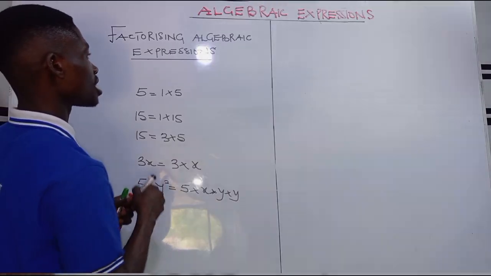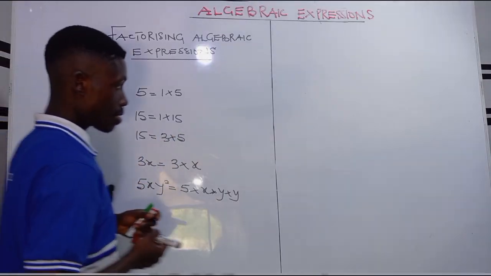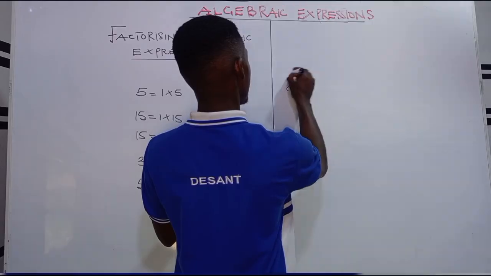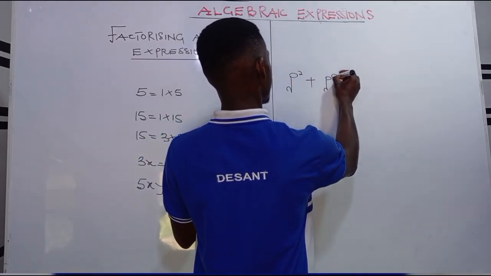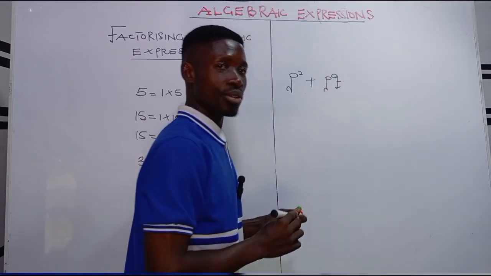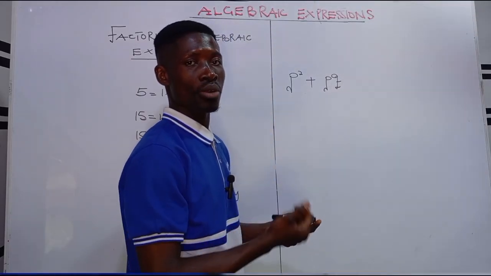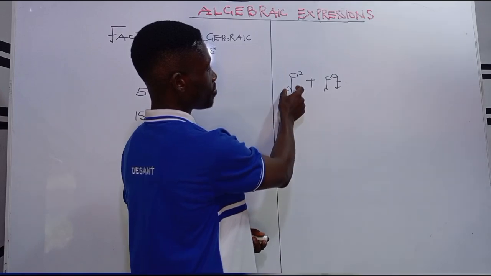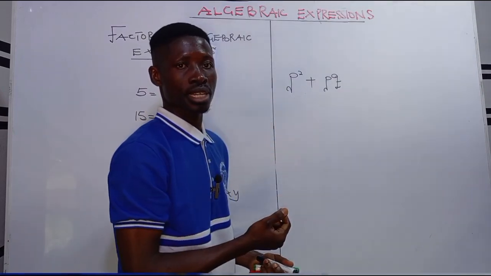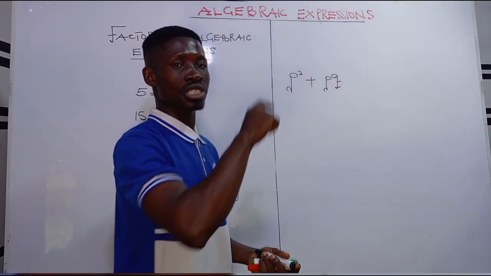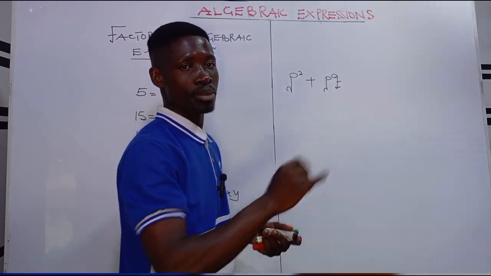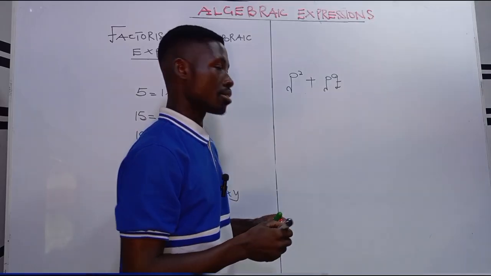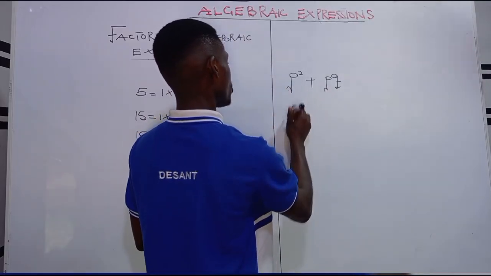Now, what if you have the expression, let's say, p squared plus, let's say, pq, and then we have to factorize. So what we are going to do is that we are going to find the factors of the individual terms, and then we find the factor that is common to these terms, and then we bring it out, and then we keep the rest inside the bracket. Is that clear? Good.